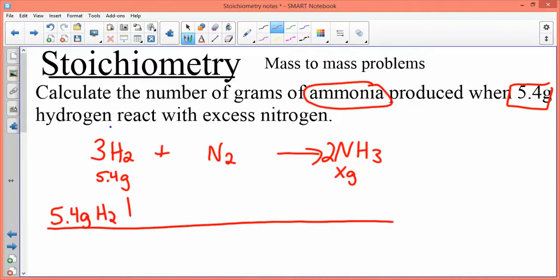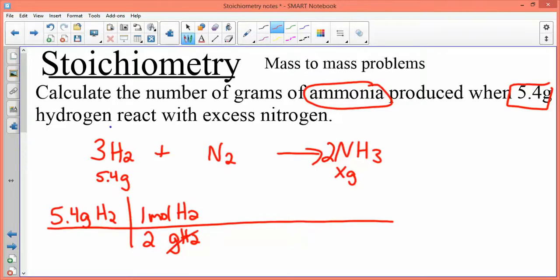So to change to moles, I want to know the grams of hydrogen that are contained in 1 mole of hydrogen. So this is the molar mass of H2. There are 2 hydrogens and each one has a mass of roughly 1, so 2 times 1 is 2. These are equal. 1 mole of hydrogen contains 2 grams. Go ahead and cancel your grams. Now it's time for the mole ratio.